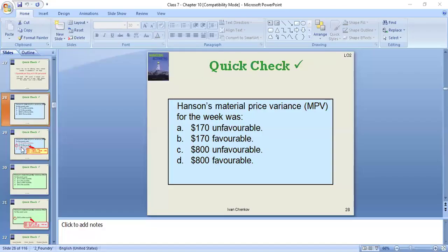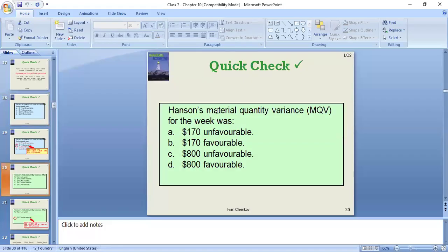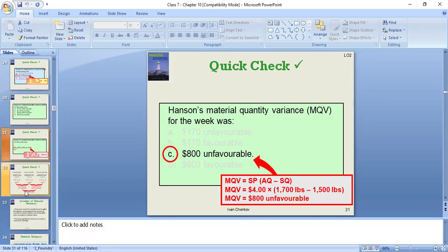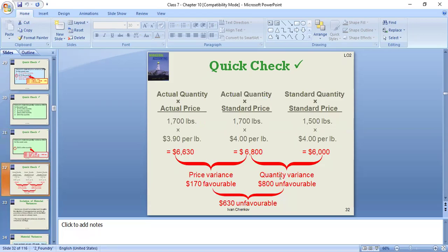Let's go back to those slides. So here the correct answer is 170 favorable. And the next question asks you for the material quantity variance. That will be 800 unfavorable in this case. And if we have to do the diagram, that's how we're doing the diagram.